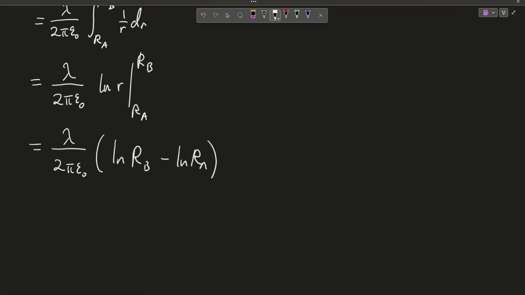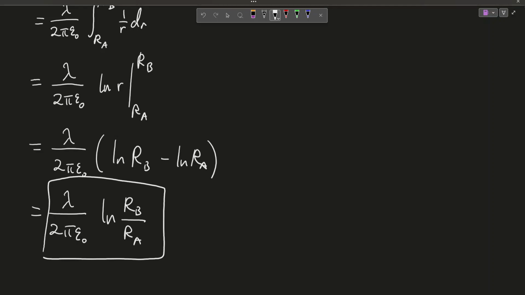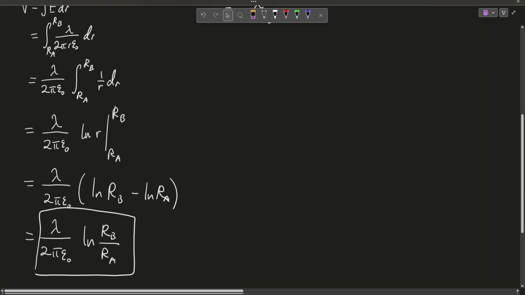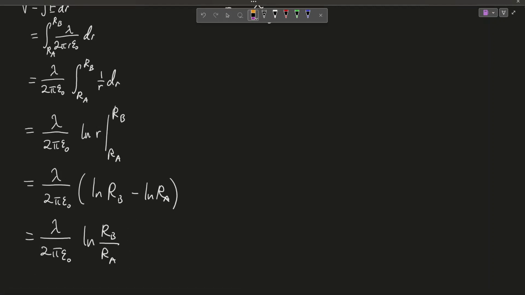will simplify to lambda over 2 pi epsilon naught ln of RB over RA. And there you have it, there's a formula for the voltage of a cylindrical capacitor.